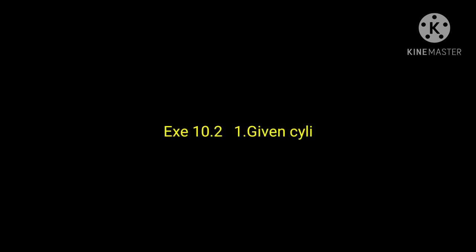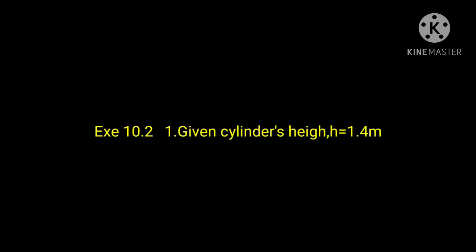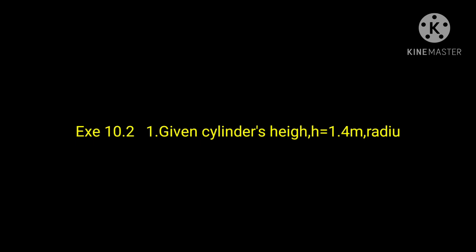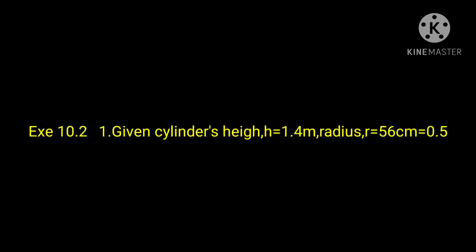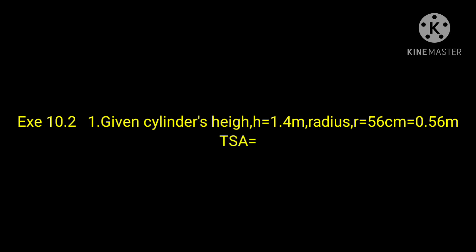So it is given that the cylinder's height h is equal to 1.4 meters and radius r is equal to 56 centimeters. Given in centimeters, change into meters, that is 0.56 meters.